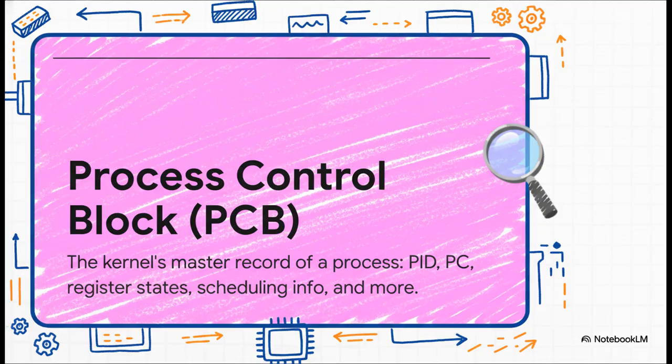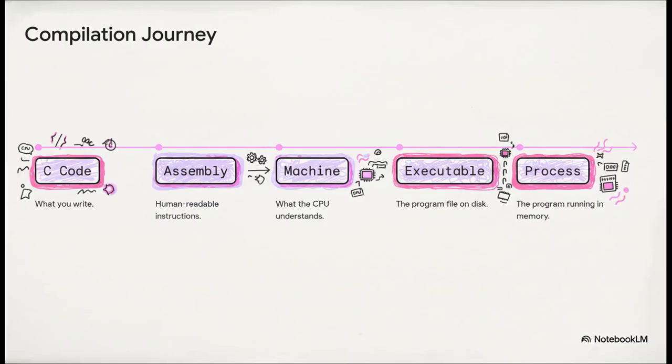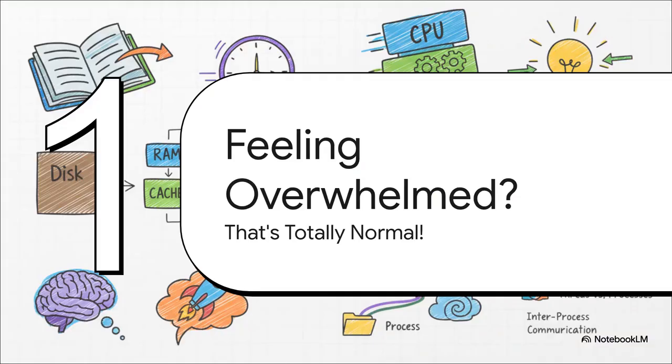And last but not least, always remember, this whole thing is a journey. It's a transformation. Your code, the stuff that you can read, gets translated into assembly. Then that becomes raw machine code, just ones and zeros for the CPU. That gets wrapped up in an executable file, which finally, when you run it, becomes that living process in memory, from idea to action.